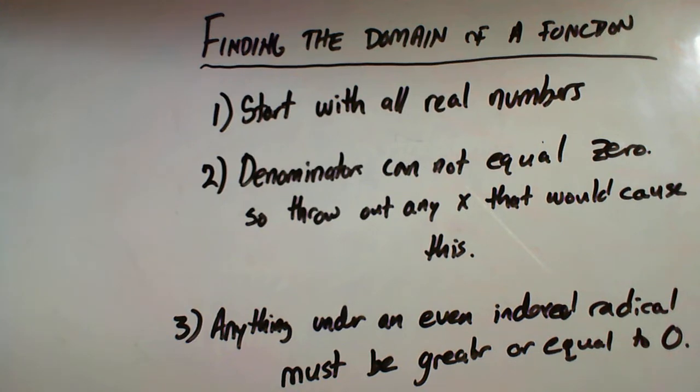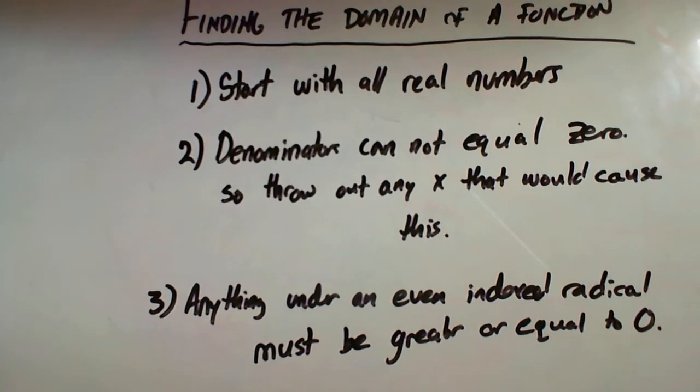So we've got two things that we have to consider. Denominators cannot equal 0, so throw out anything that would cause this. Anything under an even indexed radical must be greater than or equal to 0. So what does that mean? First off, let's talk denominator. Now let's talk about what this means, even indexed radical. Okay? So I'm going to get rid of that.